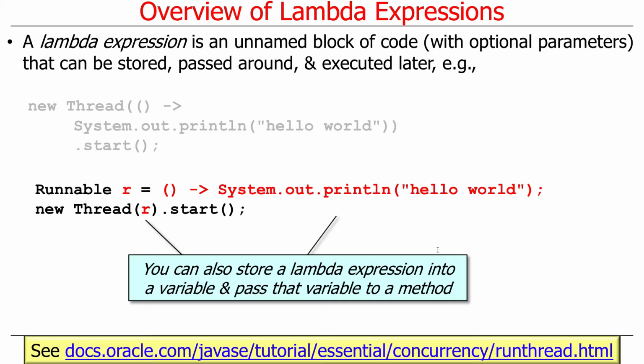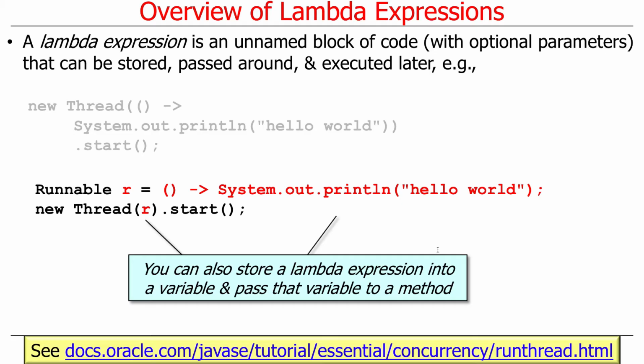So if you recall what my definition was, a Lambda expression is an unnamed block of code. In this particular case, it doesn't really have a name. I mean, we store it in a variable, but it doesn't have a name. It's just the block of code. And we can store it. We can pass it around. We can pass it as a parameter to the Thread constructor. And then it can be executed later. In this particular case, it's executed in a separate thread of control.